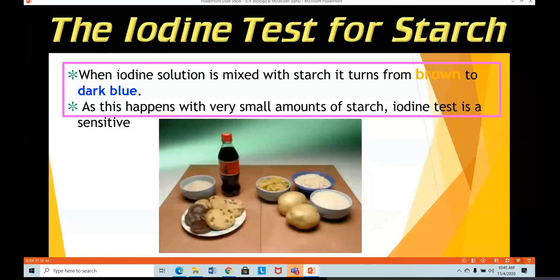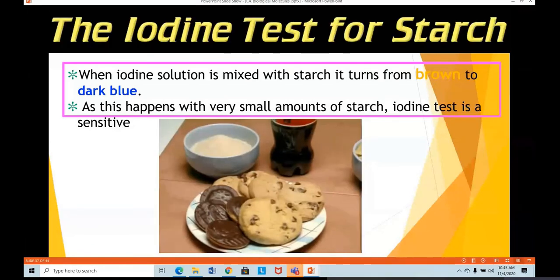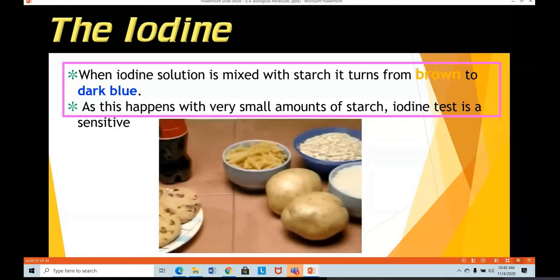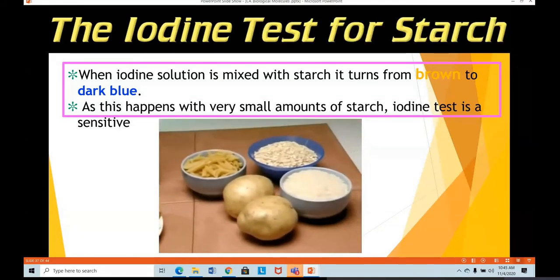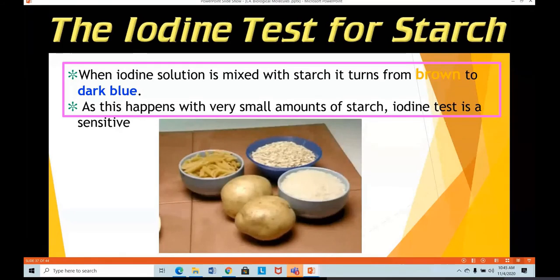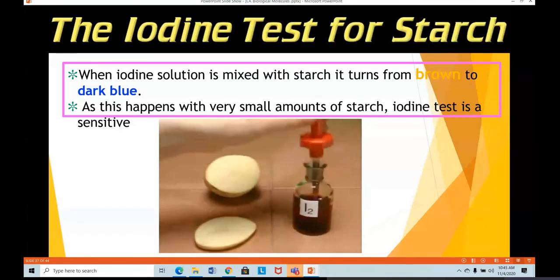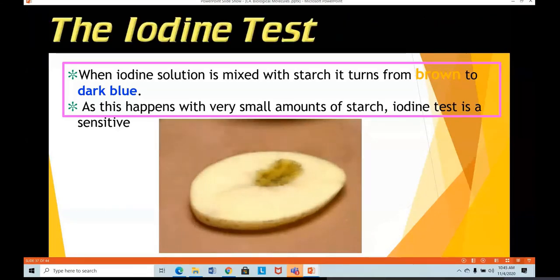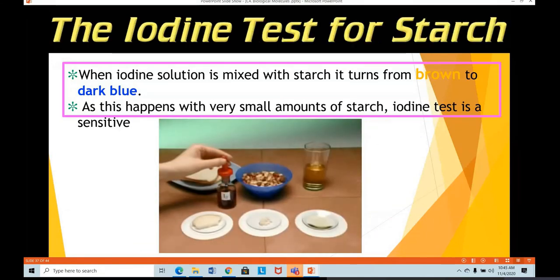Here you can see the various foods containing starch or carbohydrates like the cookies, French fries, potatoes, oats, rice, wheat flour, etc. You can see what happens next. This iodine solution is dropped onto a potato slice. Then you can observe what happens next. So what is the color changing to?